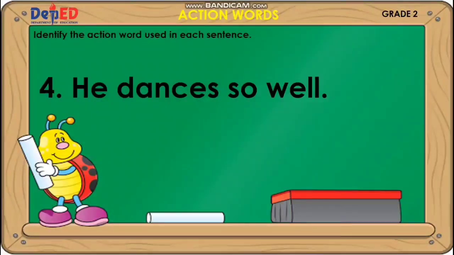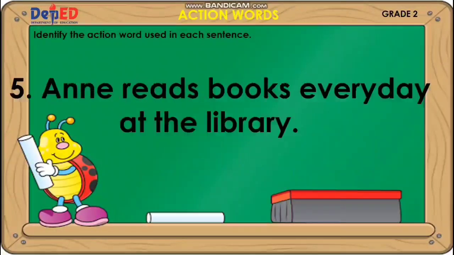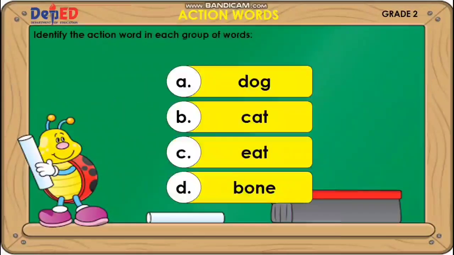Next sentence. He dances so well. What is the action word or verb used in the sentence? Very good. The answer is dances. Last sentence. Anne reads books every day at the library. What is the verb or the action word used in the sentence? Brilliant. The answer is reads.